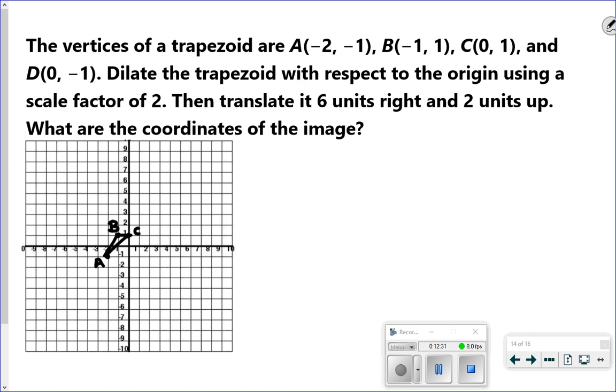So there's my original triangle. Now I'm going to do my dilation. I'm going to use the scale factor of 2. I'm going to go ahead and just write my new numbers underneath here. We're multiplying by 2 to get them.